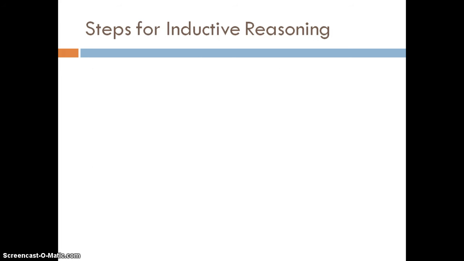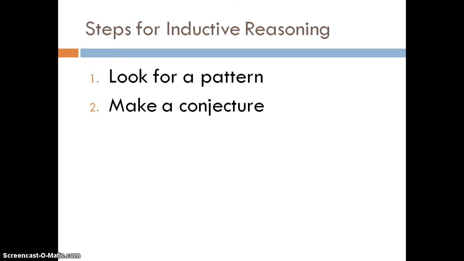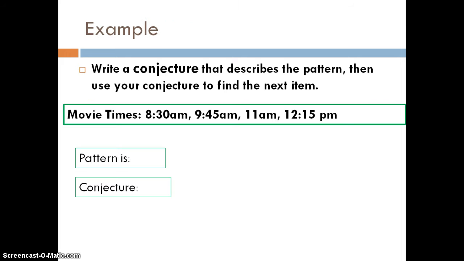So here are the steps for inductive reasoning. Look for a pattern, make a conjecture, and then check your conjecture. So look for a pattern, make an educated guess, check your guess to make sure it works. Here's our first example. Write a conjecture that describes the pattern, then use your conjecture to find the next item.